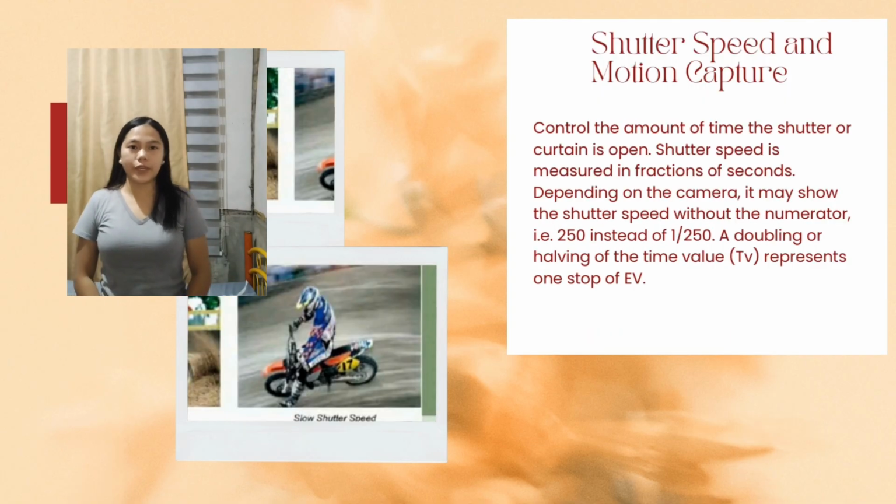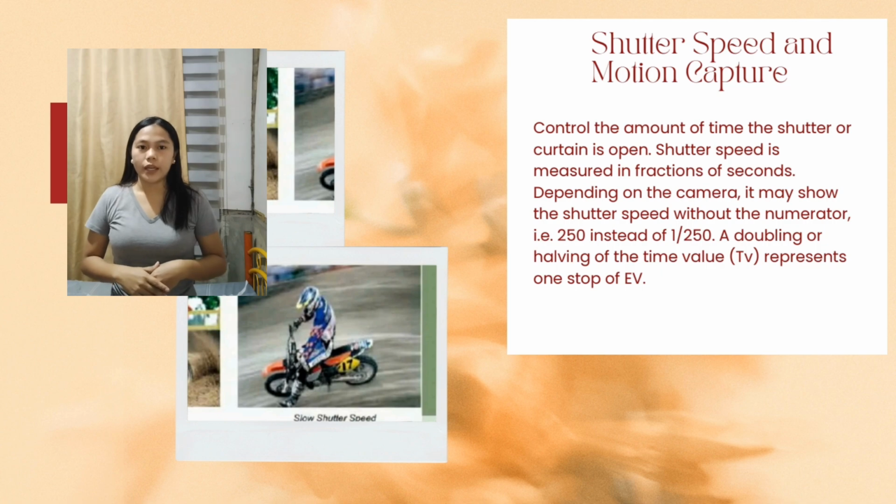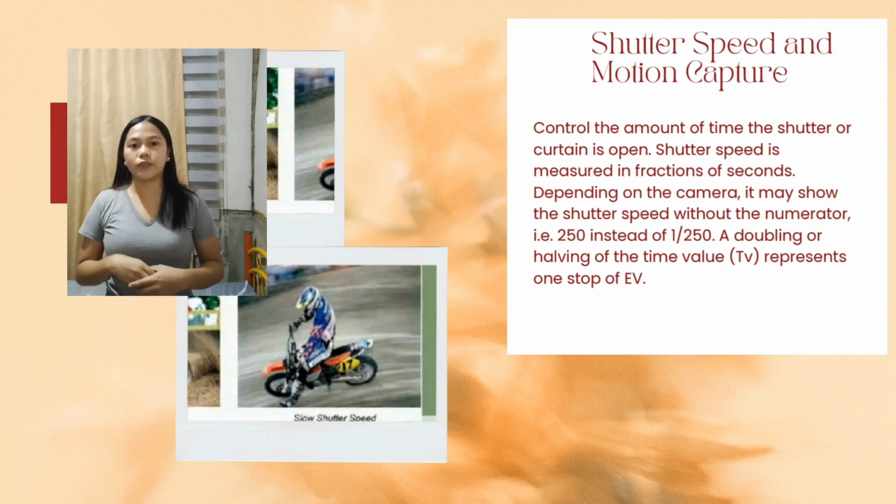The next one is shutter speed and motion capture. It controls the amount of time the shutter curtain is open. Shutter speed is measured in fractions of seconds. Depending on the camera, it may show the shutter speed without the numerator, i.e. 250 instead of 1/250. A doubling or halving of the time value, Tv, is one stop of exposure.